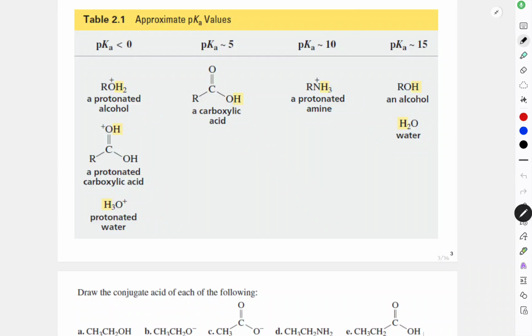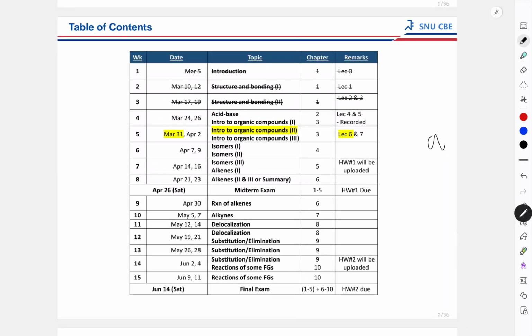4 and 5. These lectures were given with the recorded lectures which cover the acid-base chemistry in the first part of chapter 3. Okay. So please review the materials if you couldn't do it yet. Today we'll continue to discuss the introductory part of the organic compounds too.